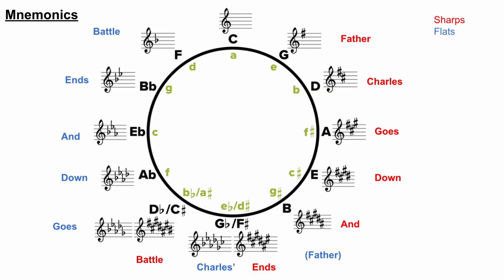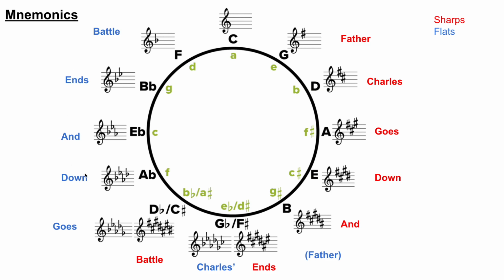And that's really handy because if we take the sentence and we work backwards through it, we actually get the order of the flats. So if we do battle ends and down goes Charles's father, we get the B flat for F major, the B flat and the E flat, battle ends for B flat major, the B flat, E flat and A flat for E flat major, battle ends and, the B flat, E flat, A flat and D flat for A flat major, battle ends and down, and so on and so forth.